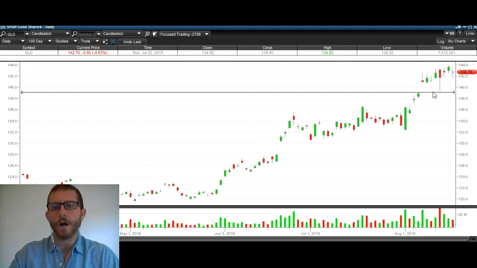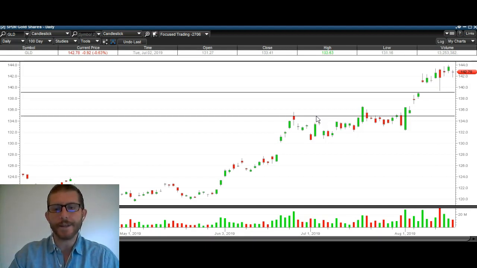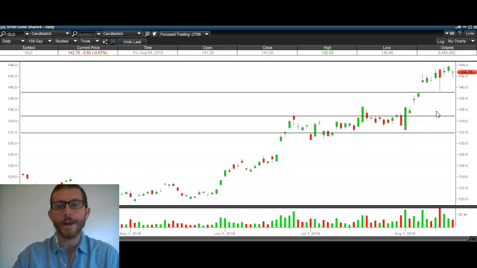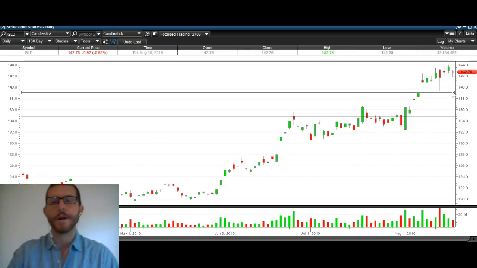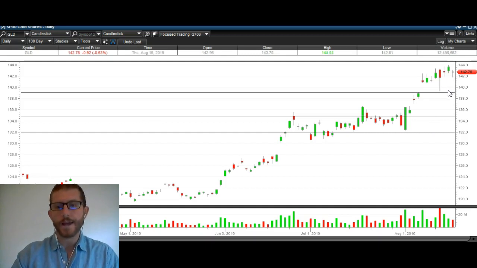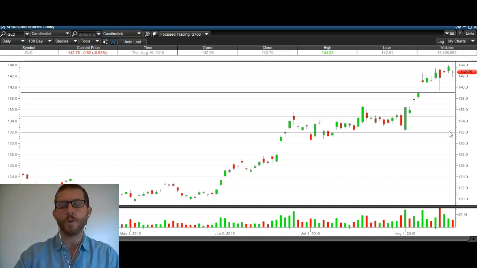And so that's the first support level here. That's right around 139 on the GLD chart right there. Here's another support level down here at about 135. And then between about 135 and about 132, these are some major support levels. So if we head lower, these are the buy zones, okay? About 139 on the GLD chart, that's the first buy zone. And then 135 and 132.